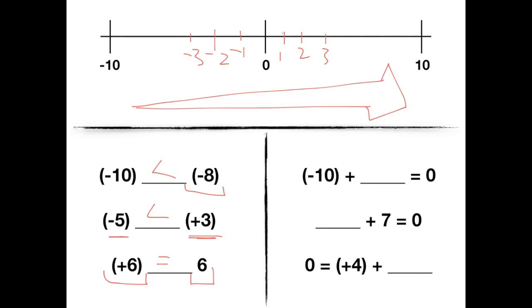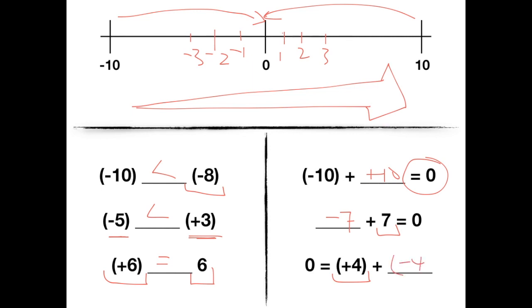Lastly, students need to understand that to get a sum of 0, all we need to do is add the opposite integer. So the opposite integer of -10 on my number line would be +10, because it is the same distance away from 0. The opposite integer of +7 would be -7, and the opposite integer of +4 would be -4.